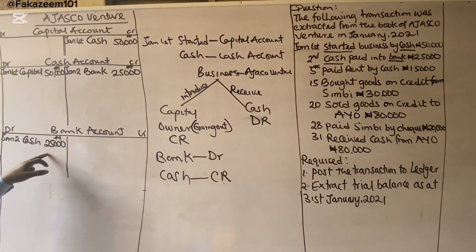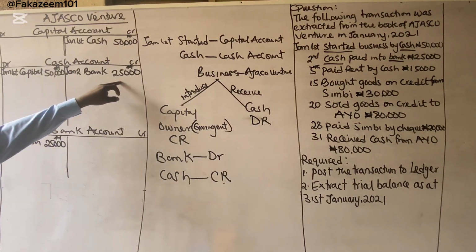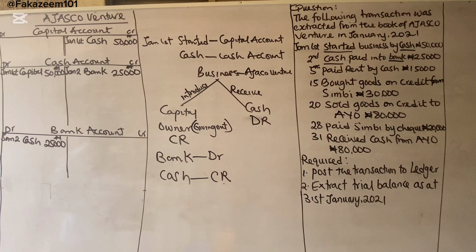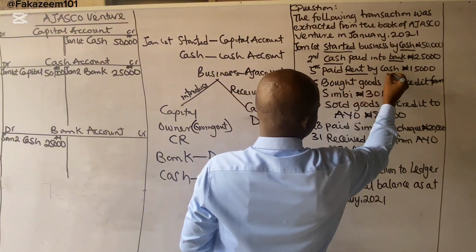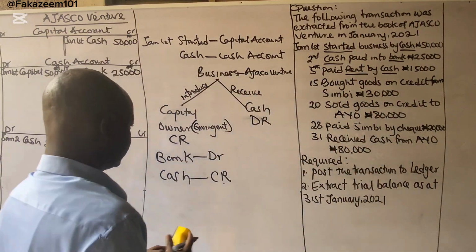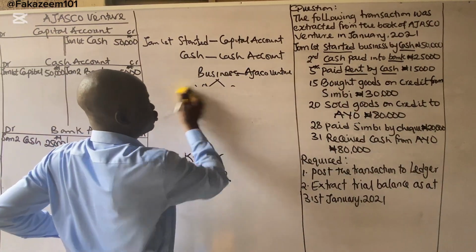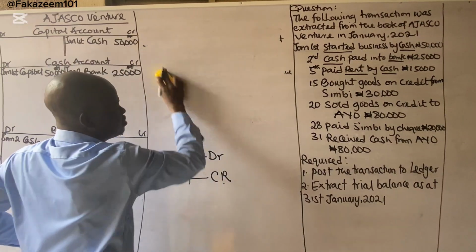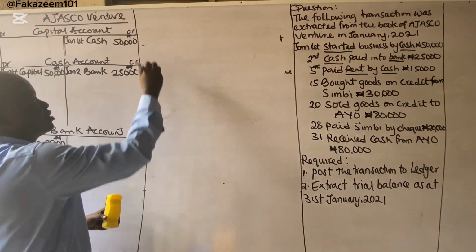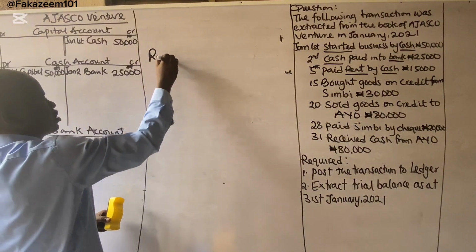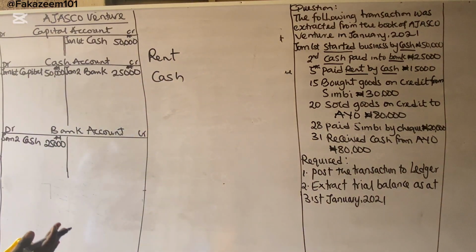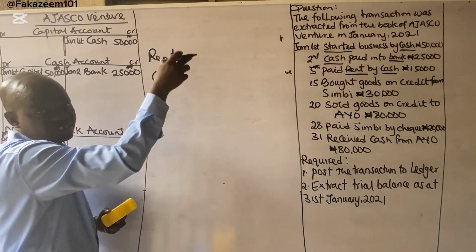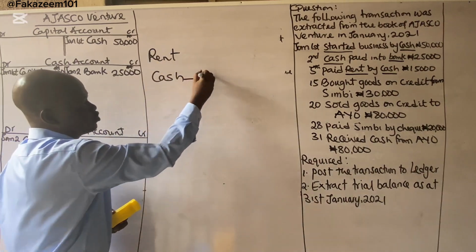What does this mean? For every debit entry, there must be a corresponding credit entry. We have to record the transaction twice. Now looking at this, the next one is paid rent by cash. Paid rent by cash. The two accounts there are rent and cash. If we look at it, when we are paying rent, we paid by cash. Cash is going out.